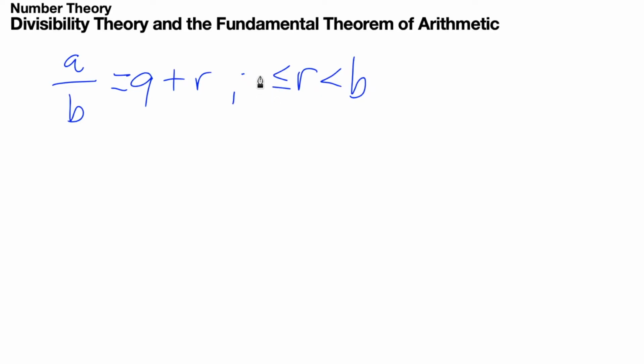Suppose an integer a is divided by a positive integer b. We will get a unique quotient, which we'll call q, and a unique remainder, which we'll call r, where the remainder satisfies the condition that it is strictly less than b, but greater than or equal to 0. We call a our dividend, b our divisor, and we have our quotient and remainder. This is the division algorithm, the heart of divisibility theory.